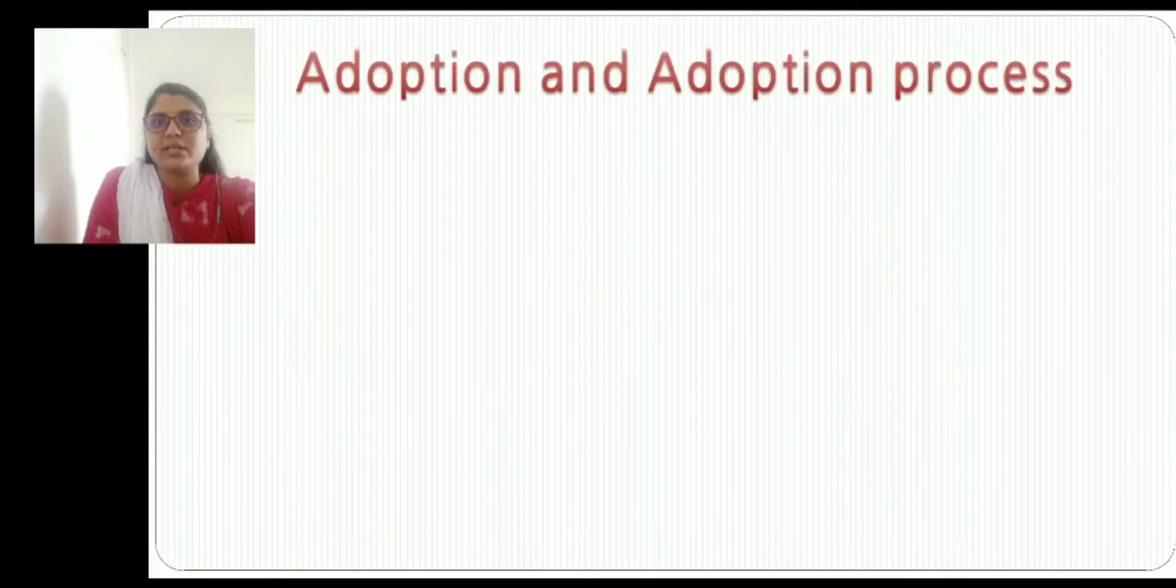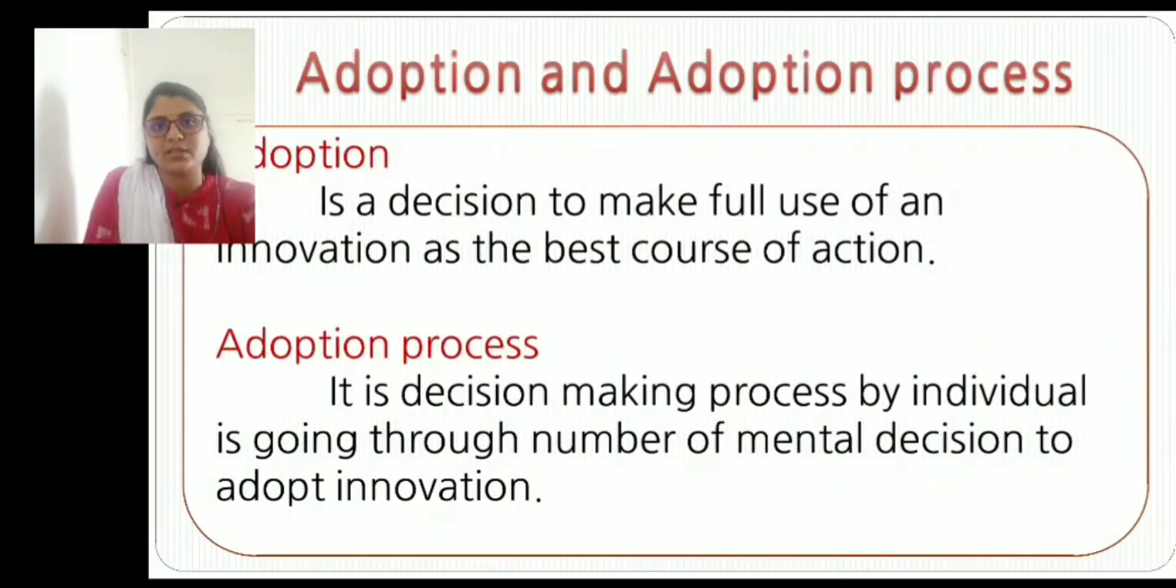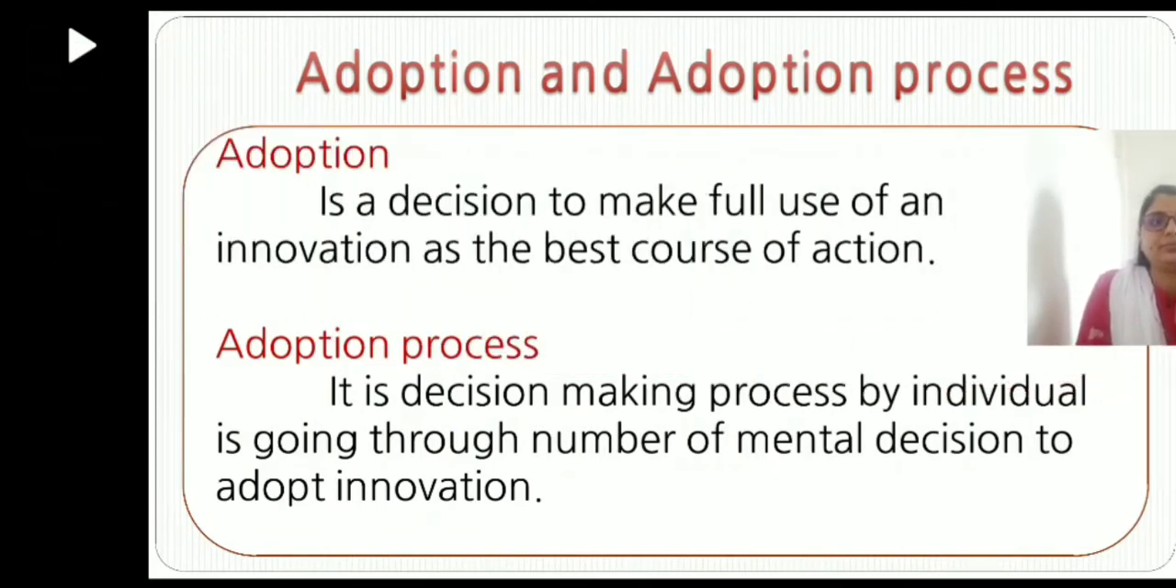So first of all we are going to discuss what is actually adoption and adoption process. As you know, adoption is what you do after you have decided about what the innovation is. It is the full use of that innovation as the best course of action. Whatever innovation you have knowledge about, it should be used at a practical level. In simple terms, it is a decision to take that particular innovation in a practical way. Okay, so that is about adoption.